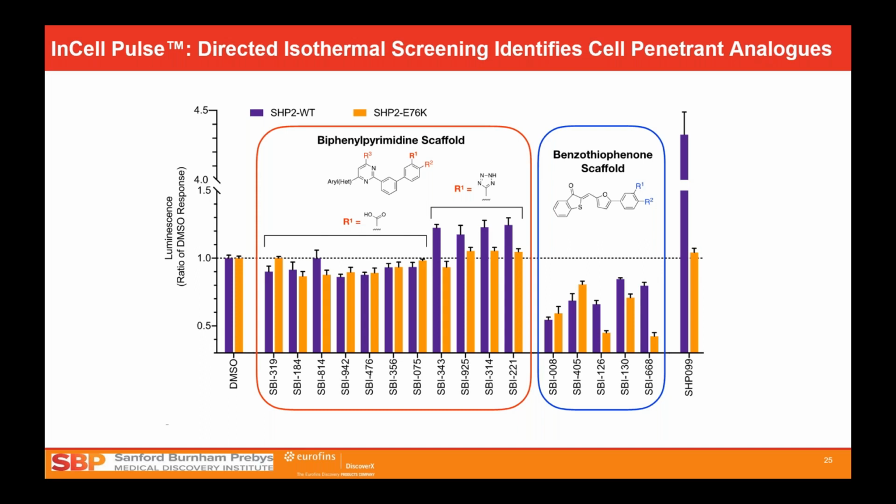They destabilize both the wild type and mutant form of the protein, but you can see we were actually able to compete several compounds against each other and find ones with greater ability to engage with the target in the cell.